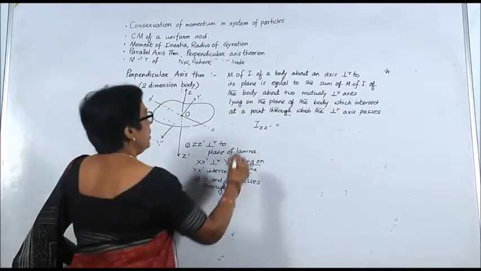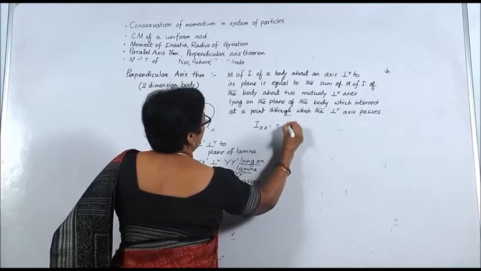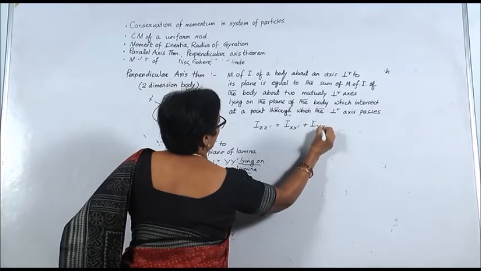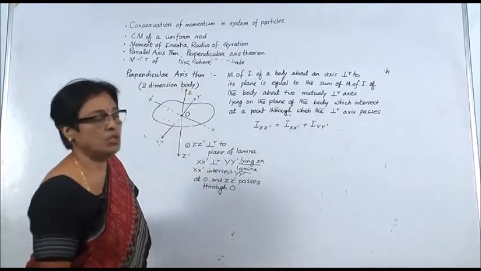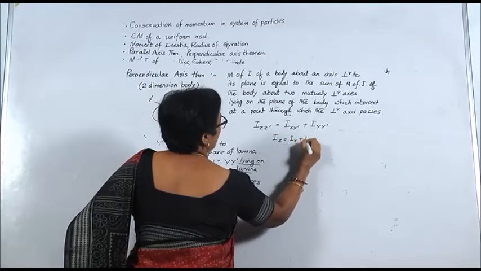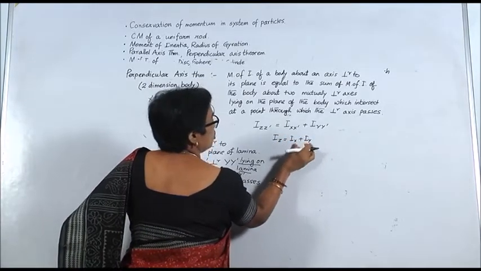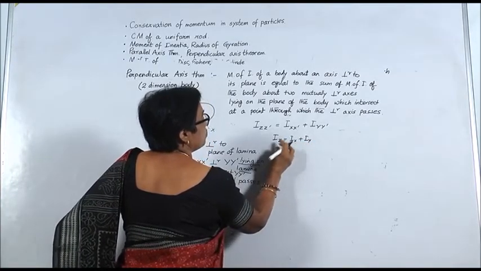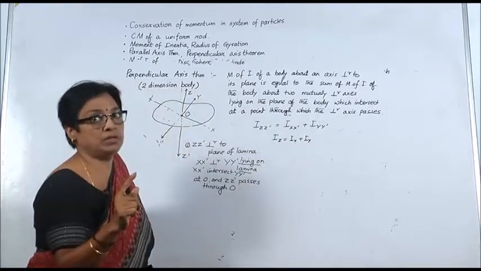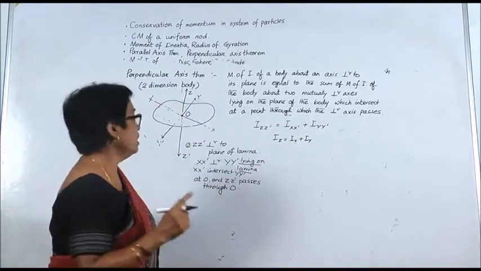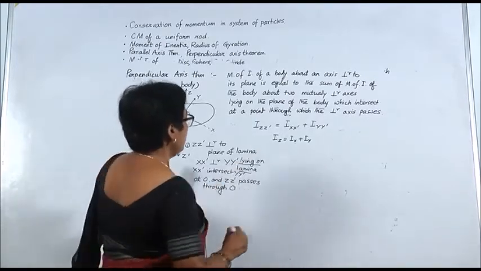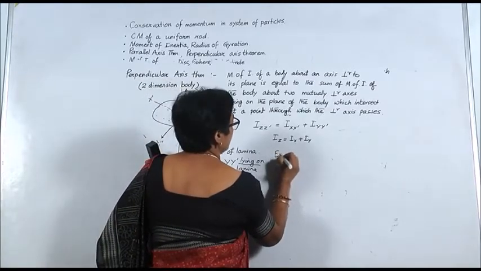Then moment of inertia about z dash is moment of inertia about x dash and moment of inertia about y dash. Or we simply write it as Iz can be written as Ix plus Iy. These two are axes on the plane of the lamina. This is the axis perpendicular to the lamina, and all these three axes intersect at one point on the lamina, which is O here. So, you can apply, for example, in the case of a ring. Let us take the example of the ring again.